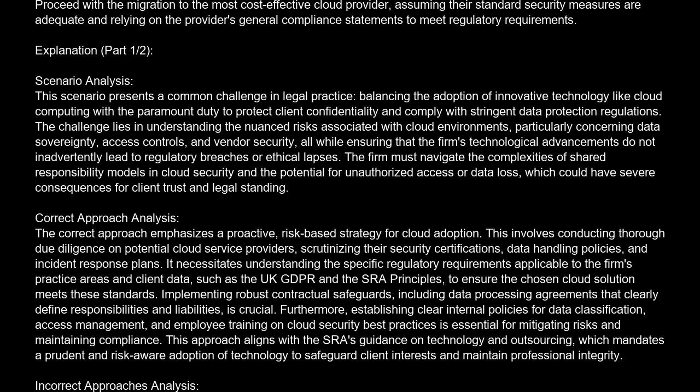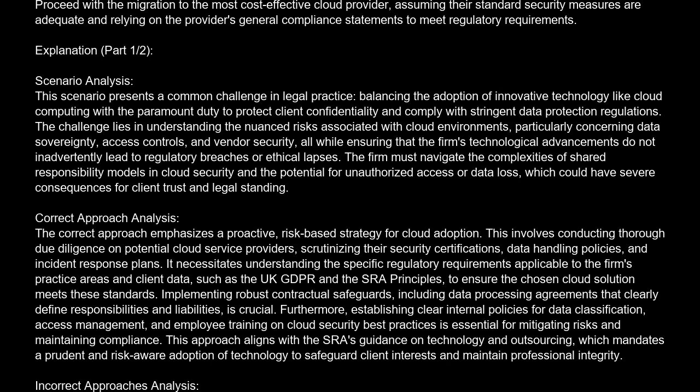Correct approach analysis. The correct approach emphasizes a proactive, risk-based strategy for cloud adoption. This involves conducting thorough due diligence on potential cloud service providers, scrutinizing their security certification, data handling policies, and incident response plans. It necessitates understanding the specific regulatory requirements applicable to the firm's practice areas and client data, such as the UK GDPR and the SRA principles, to ensure the chosen cloud solution meets these standards.